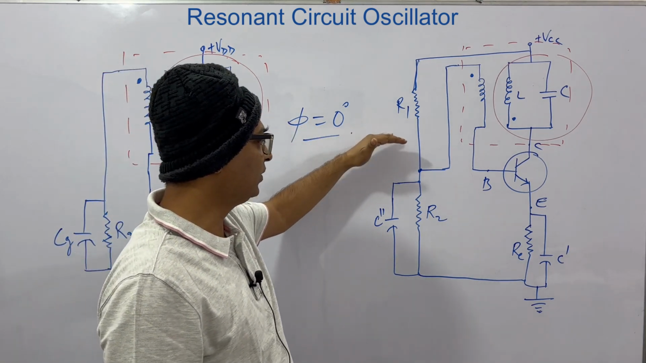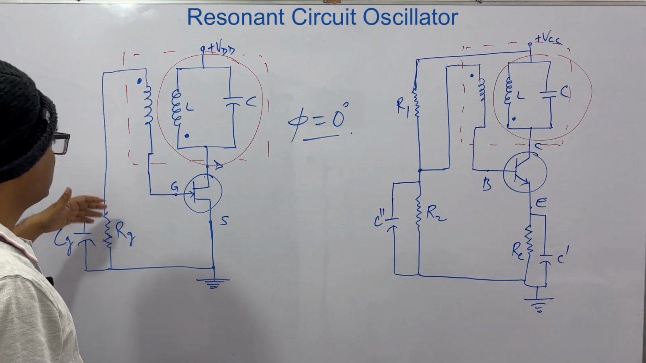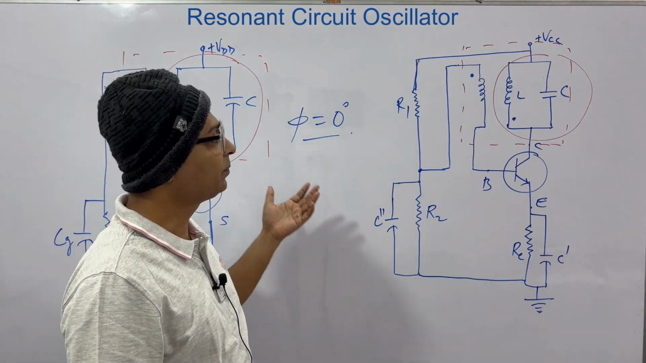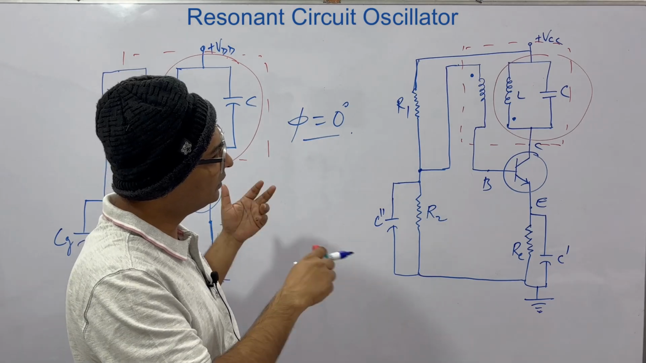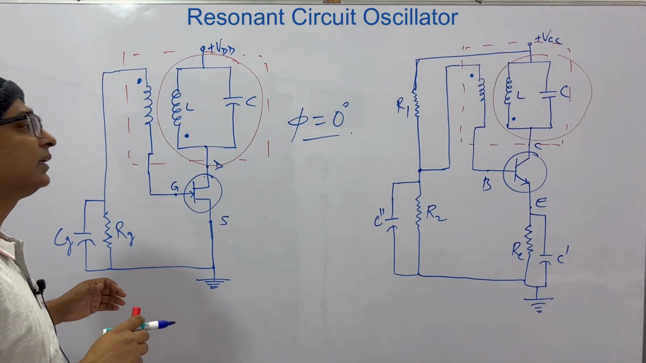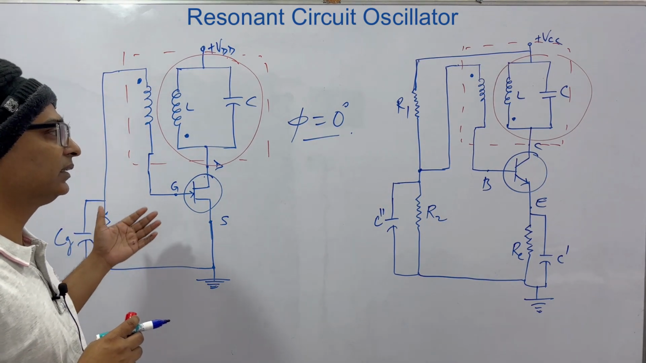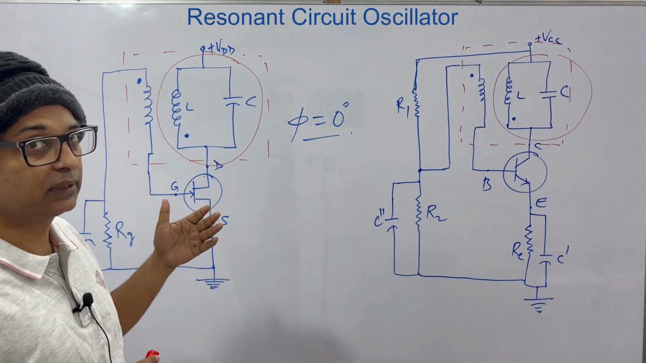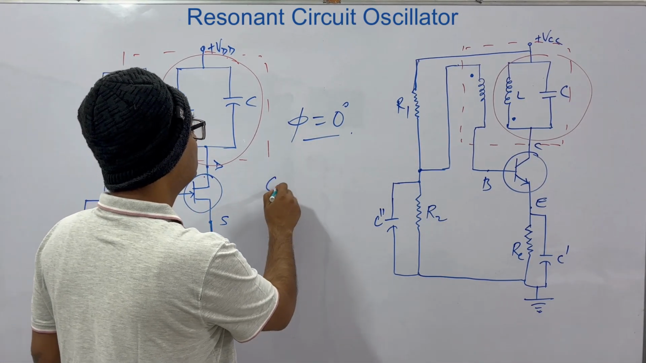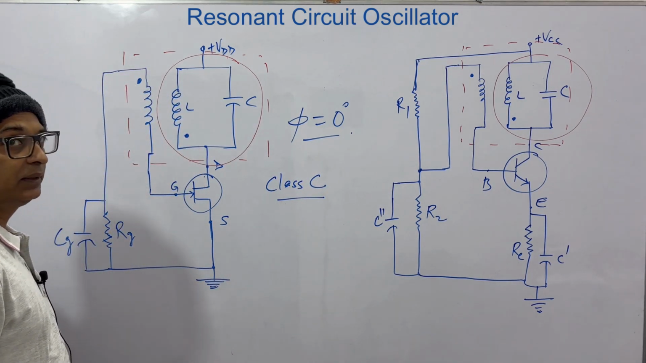What is the role of R1 and R2 here? RE, here we have RG. These are for stability purposes. Both this circuit and this circuit are operated in class C mode. So the transistor biasing is done in such a way that both these circuits operate in class C mode. So the next thing to remember is that the two circuits work in class C mode.